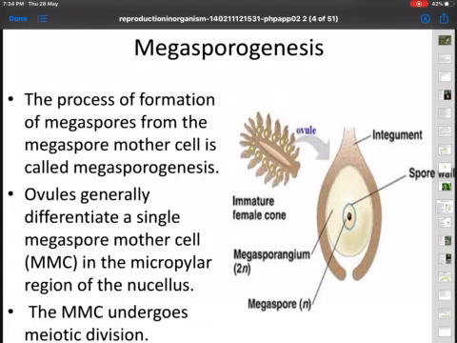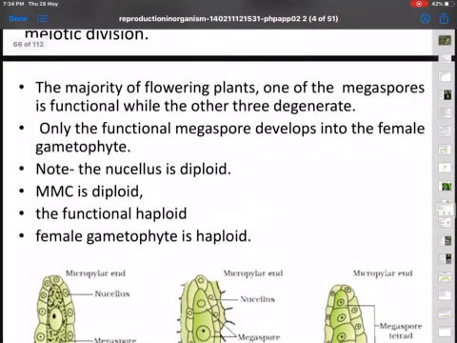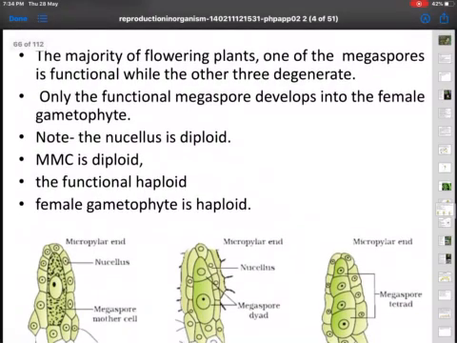The megaspore mother cell, diploid in structure, having 2 sets of chromosomes, undergoes meiotic division. In the majority of flowering plants, one of the megaspores is functional, as I said just now, and the 3 will degenerate. So to begin with, 4 cells will be formed, 3 get degenerated, and the remaining one will become the functional megaspore. The functional megaspore develops into the female gametophyte.